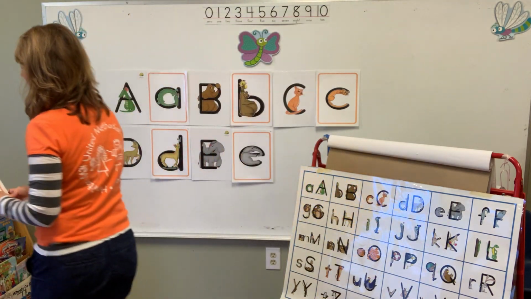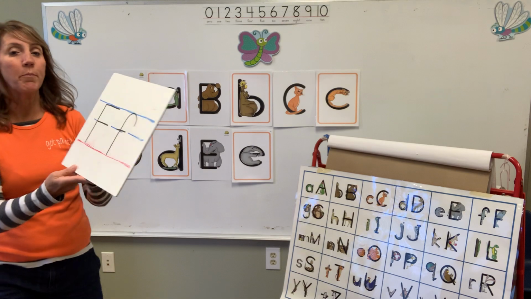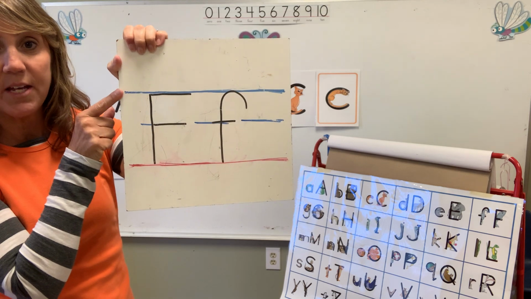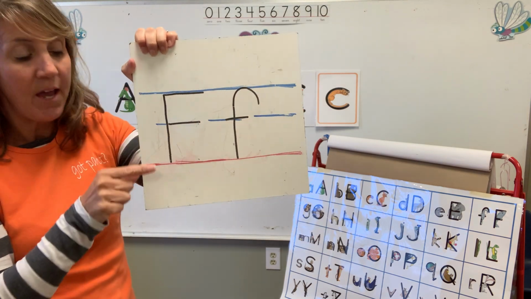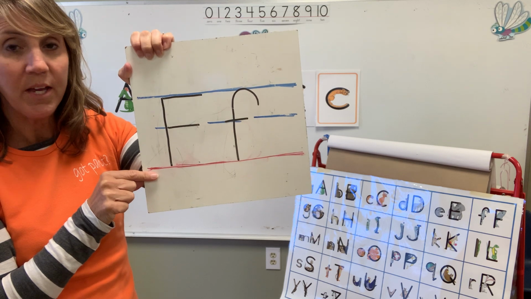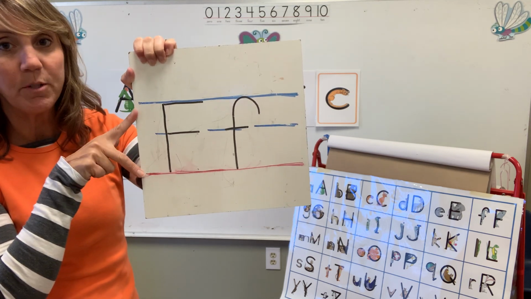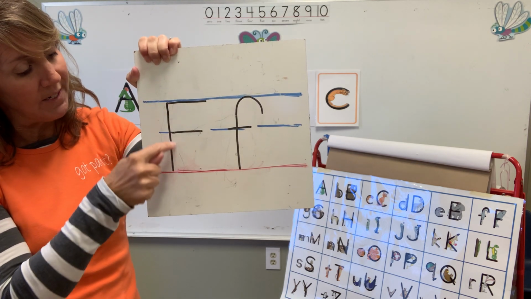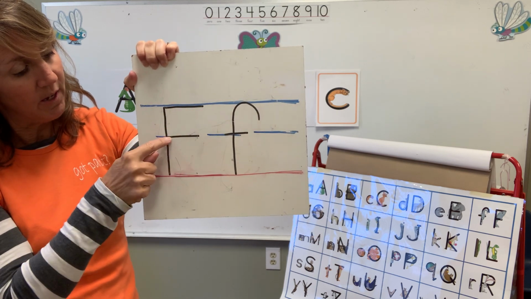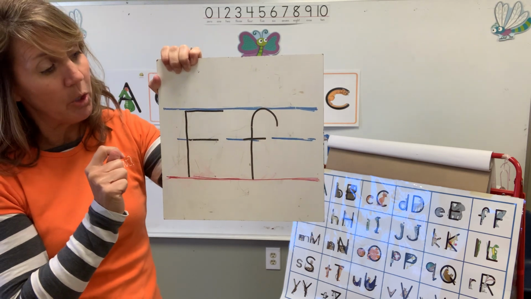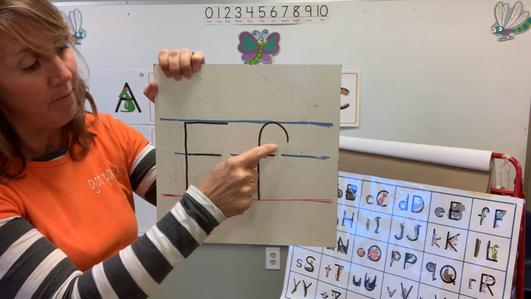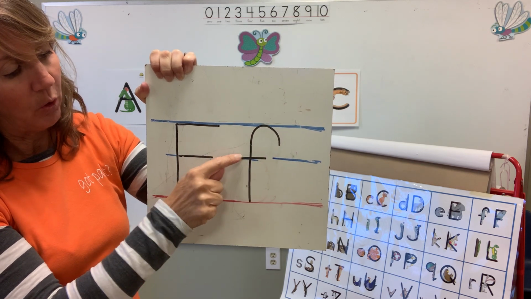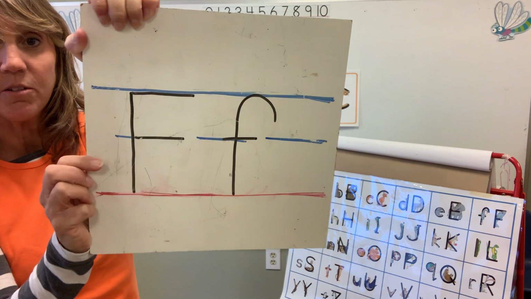And let me show you on the whiteboard. So here's your whiteboard, and here are the three lines. You've got your straight line at the top, you've got your dotted line in the middle, and your red line at the bottom, okay? And most of the time, most of the letters stay between the top and the bottom, okay? So for our capital F, we go straight down, and then we cross in the middle. And our lowercase f, we curve around and down, and then we cross in the middle on that middle line. Okay, can you see that?